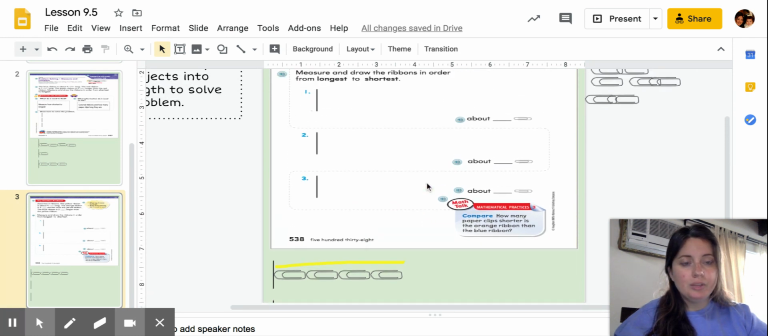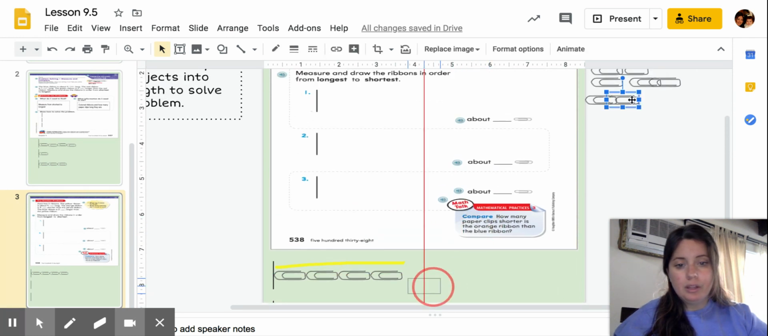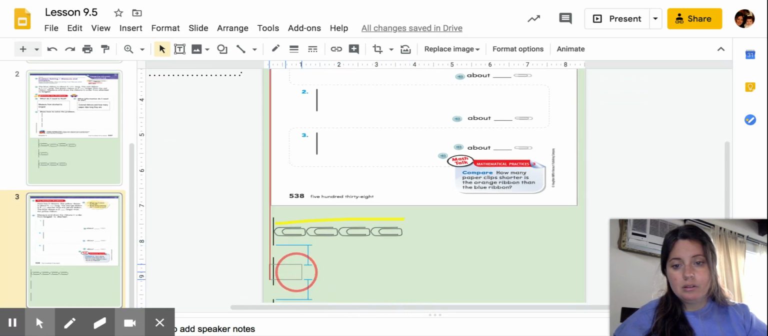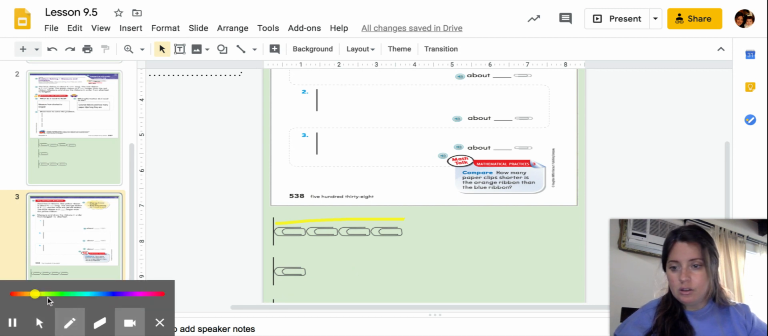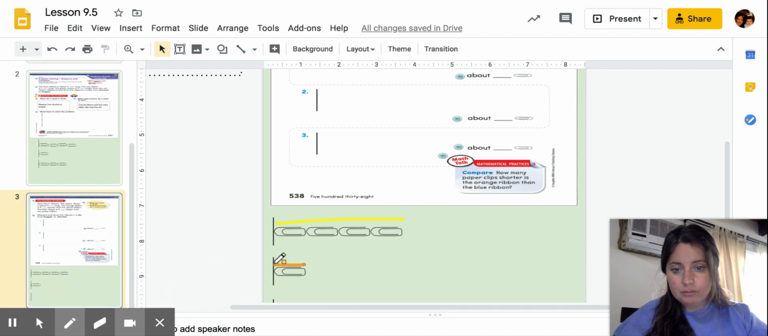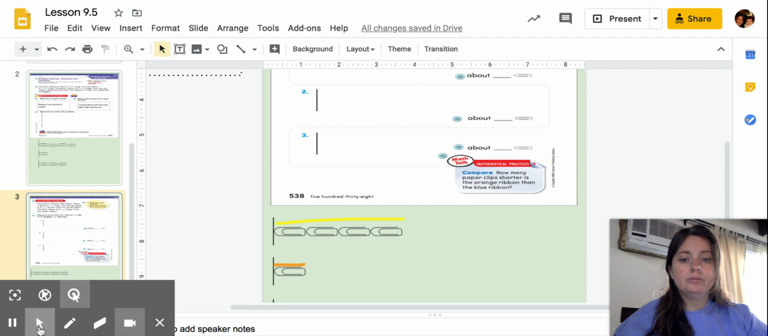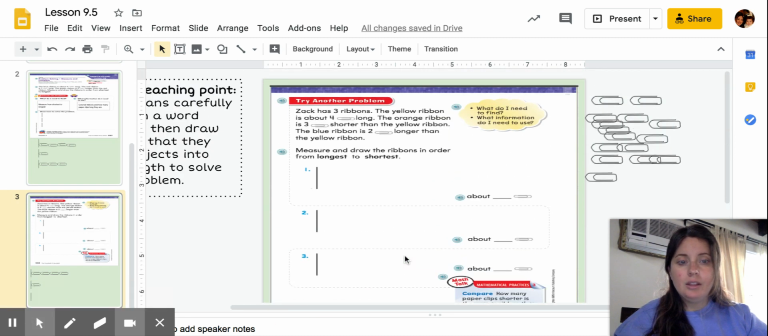So I'm going to put 1 paper clip here. Is that 3 shorter? 1, 2, 3. Yeah, it's 3 shorter. So my orange one must only be 1 paper clip long. Okay, and now let's take a look at the next line.